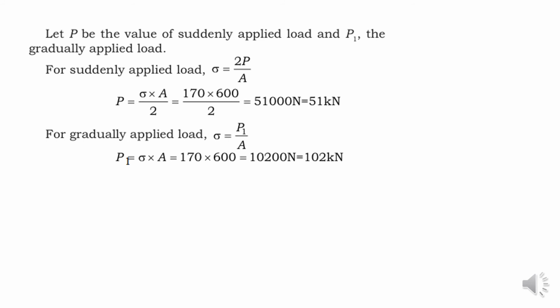For the suddenly applied load, the equation is sigma equal to 2P by A, and for the gradually applied load, the equation is sigma equal to P divided by A. Okay, that means the stress will be double if the load is applied suddenly.